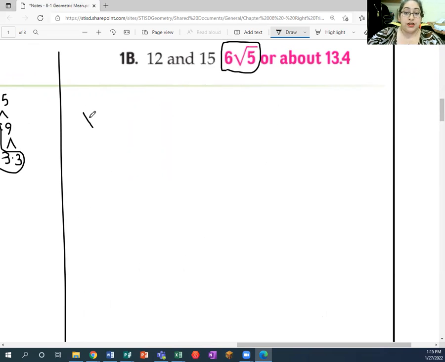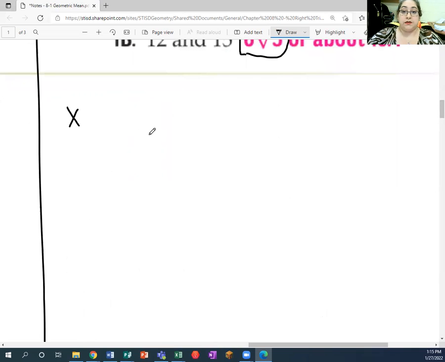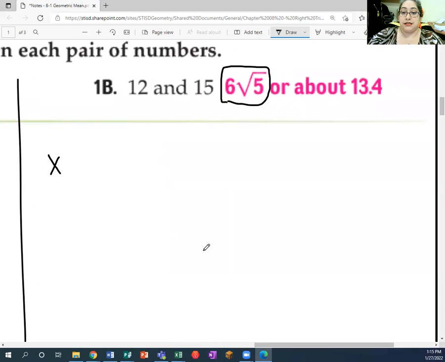All right, I'm going to start with my formula. Let me zoom this back in to make it nice and easy to see what I'm writing. All right, square root of the two numbers I was given. I was given a 12 and I was given a 15, and I'm multiplying those two together.